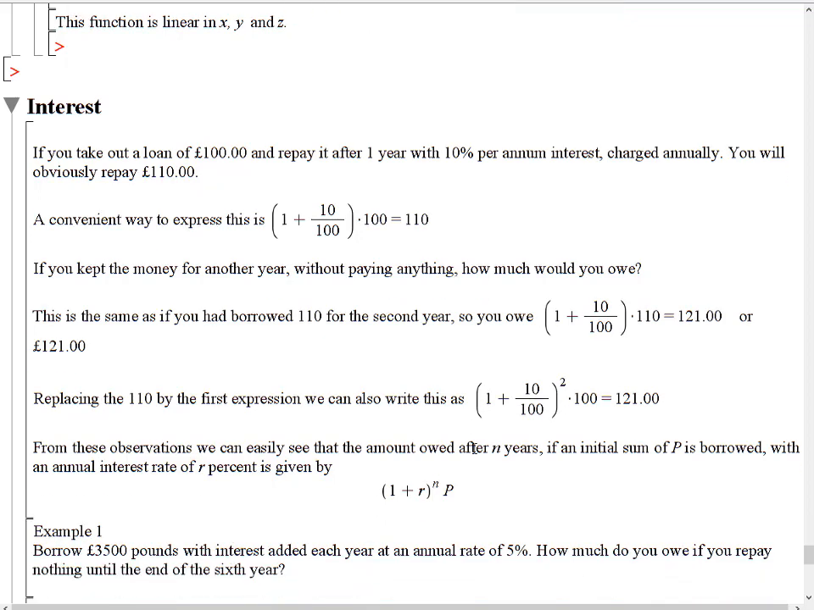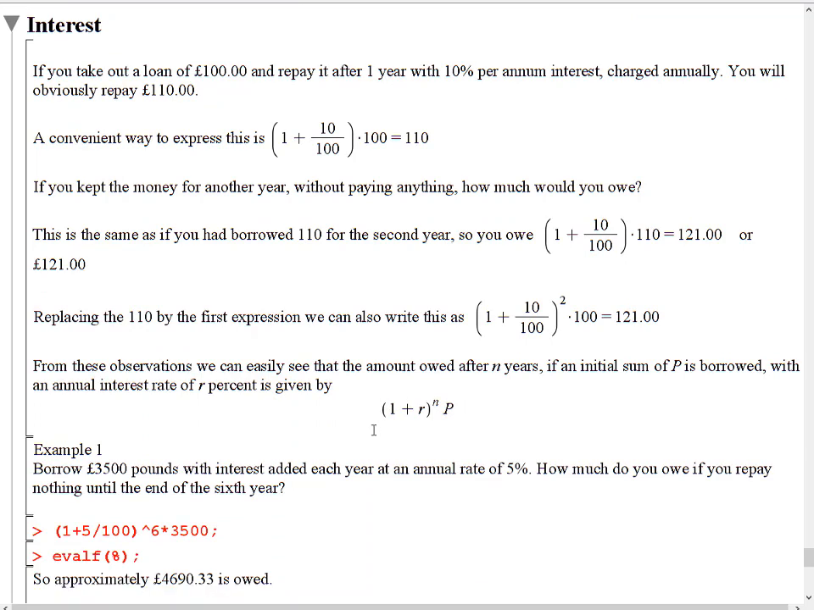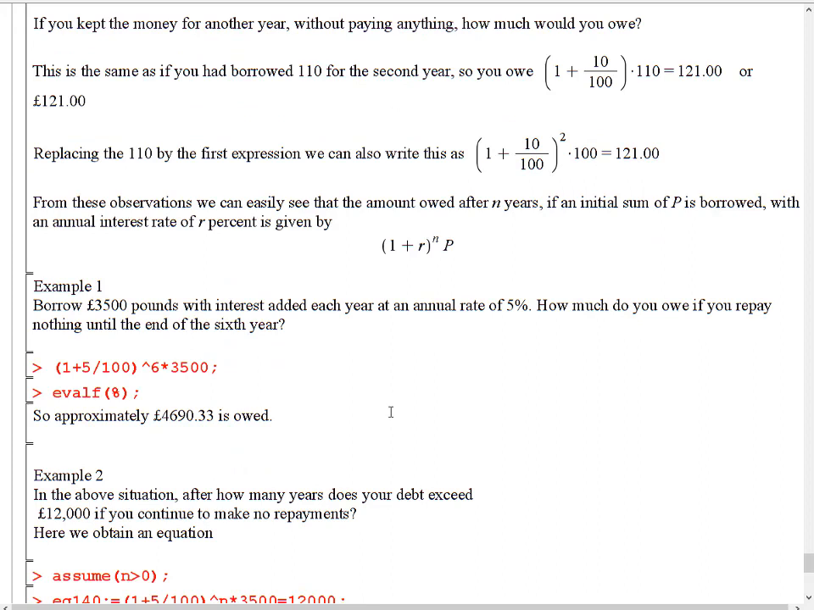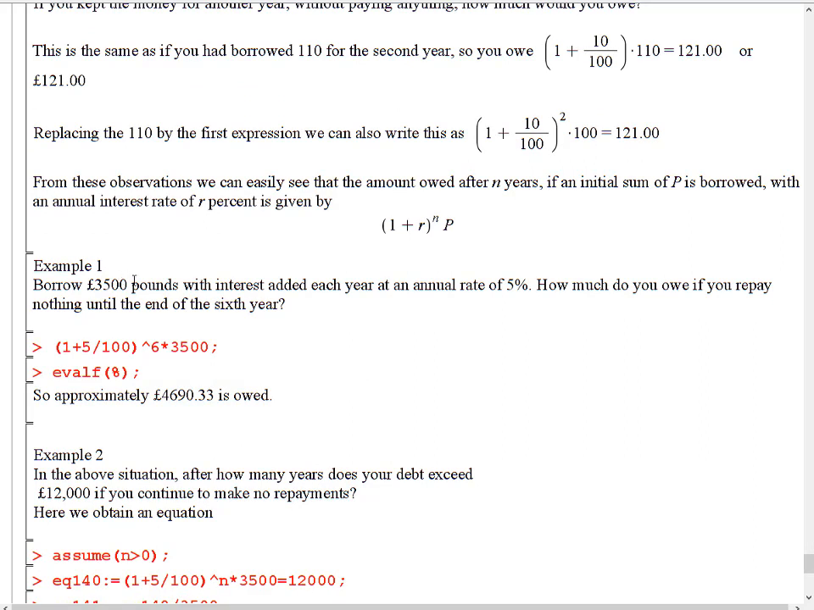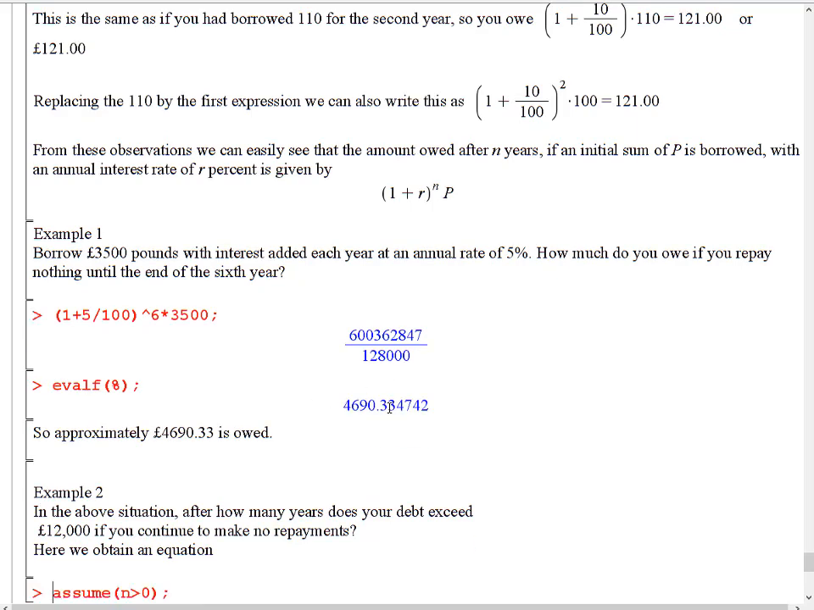So we can see from that this is a general formula. If you borrow P, after n years, interest rate R, that's the amount that's going to be owing. For example, borrow £3,500, 5% rate of interest. How much do you owe at the end of the 6th year? So answers like that. So about £4,690.